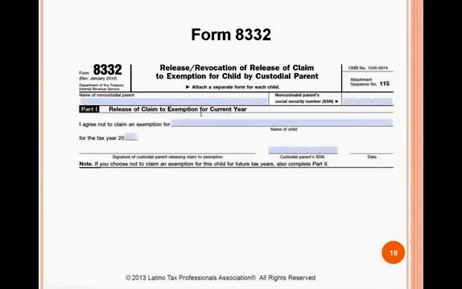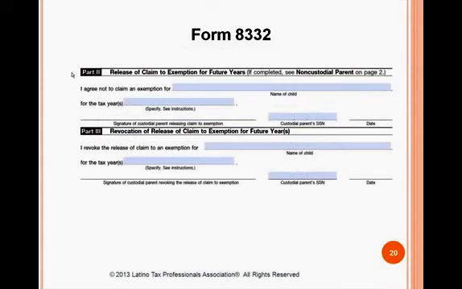Here's Form 8332, that is releasing the claim to exemption for child by the custodial parent. And many times when we speak to clients like this, they switch off. It could be a court decree. It may be just a simple understanding and agreement between the parents that one will claim 1 year and the other one claim the next.